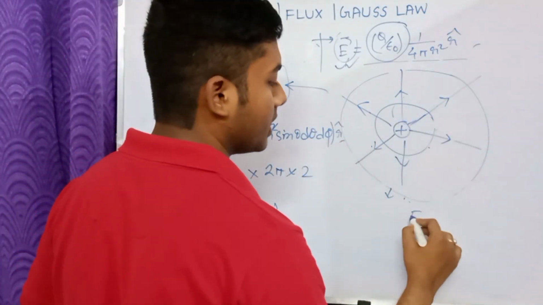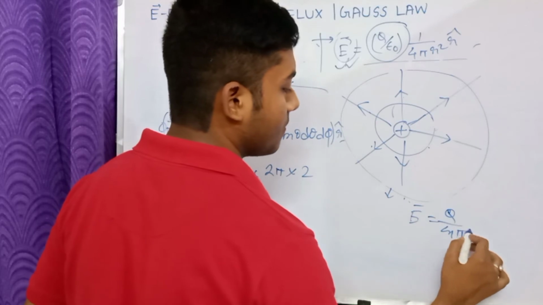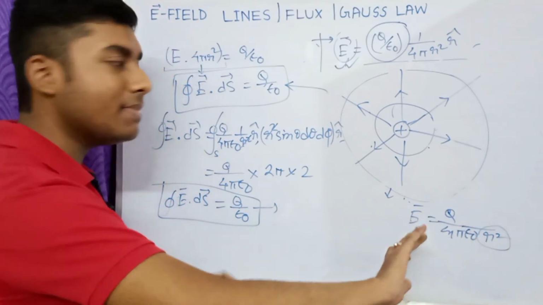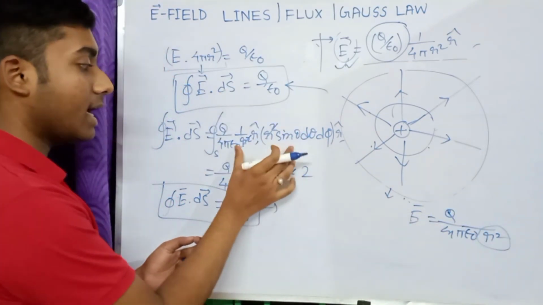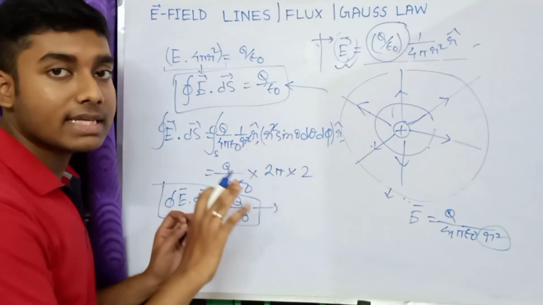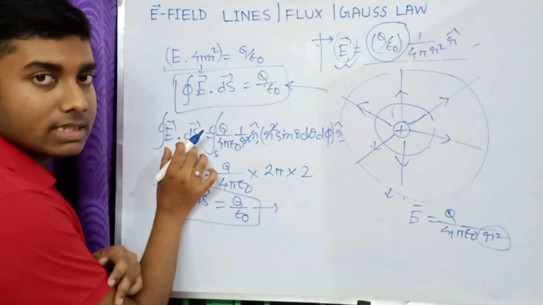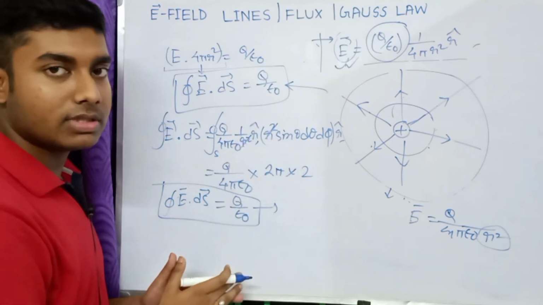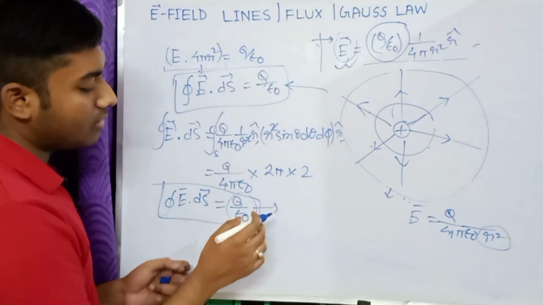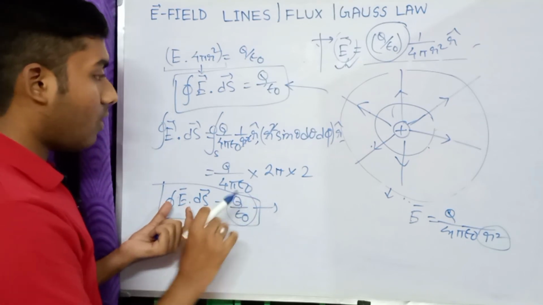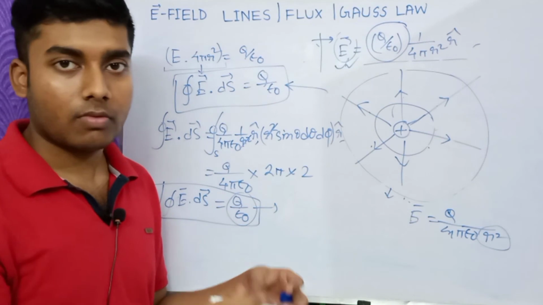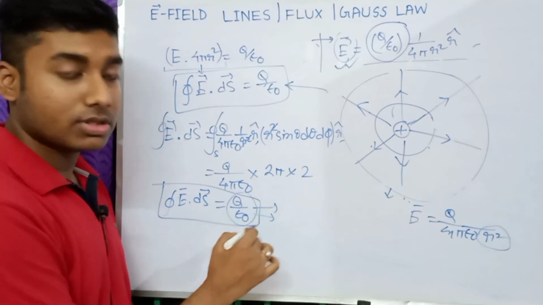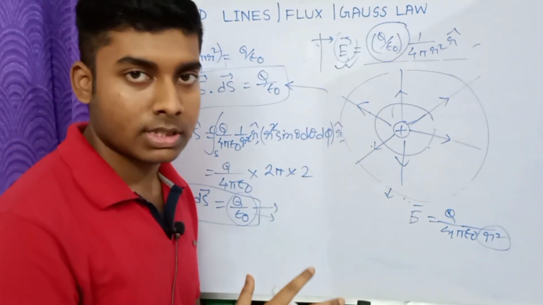E means what? E means q by 4 pi epsilon 0 r square, right? So E may change as r varies, okay? E may change and ds may also change, but here you can see that r square and r square cancel out. So the flux E dot ds is not dependent on the distance, as this is cancelled out, and this results in a constant q by epsilon 0. So whatever the sphere, whatever its size, the total number of field lines, denoted by this q by epsilon 0, emanating from that surface will be constant.